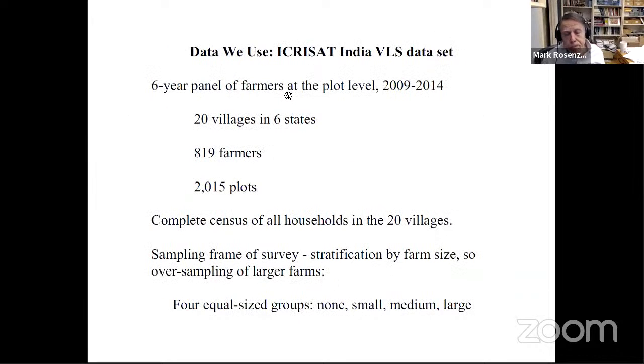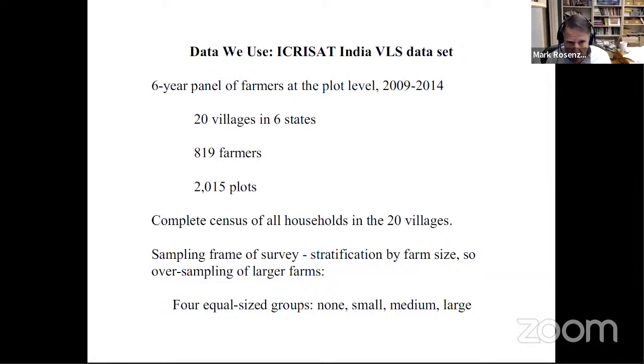All right, so I'll start with the data that we use. This is the International Crop Research Institute for the Semi-Arid Tropics India branch. This is their really famous village level study data set. This was a survey that was begun in 1975 in 6 villages in the semi-arid tropic areas of India. And it's continued today. It's still ongoing. It's been in recent years supported by the Gates Foundation.